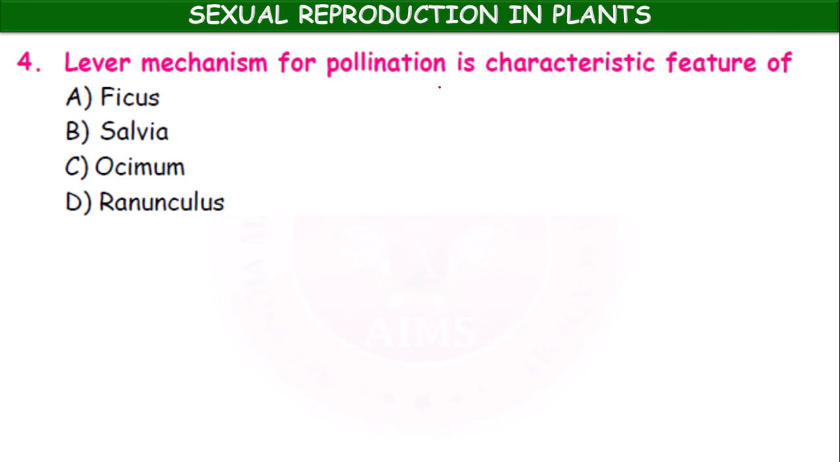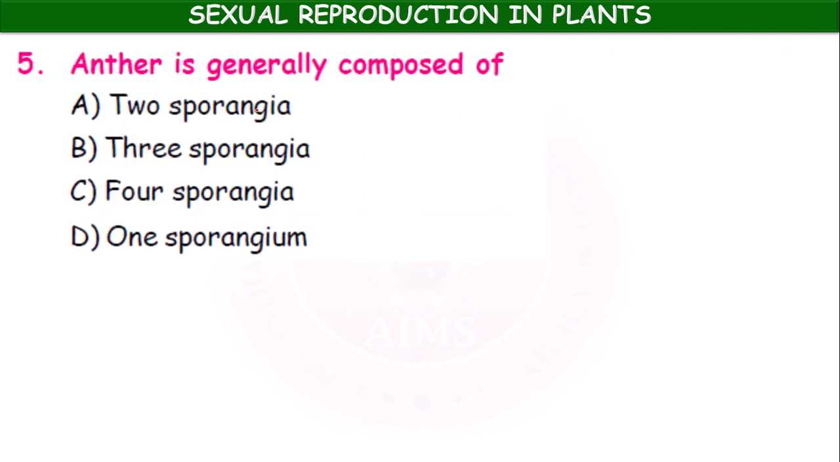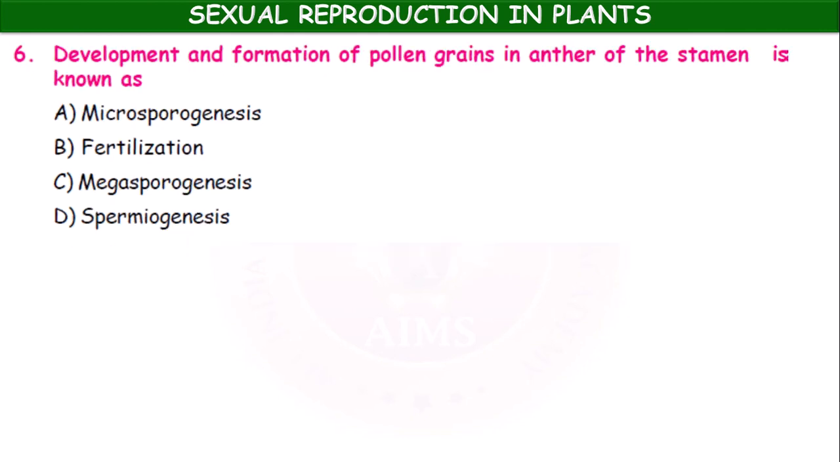The lever mechanism of pollination is a characteristic feature of Ficus, Salvia, Ocimum, Ranunculus. The Salvia is the best example for the mechanism of pollination, that is lever mechanism. Anther is generally composed of 2 sporangia, 3 sporangia, 4 sporangia, 1 sporangium. 2 sporangia.